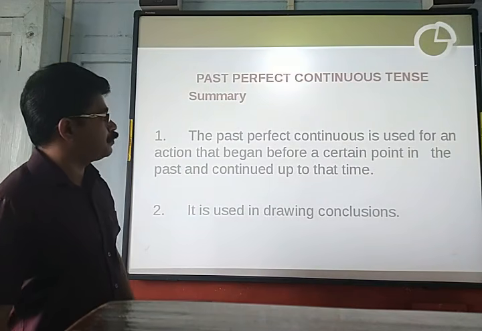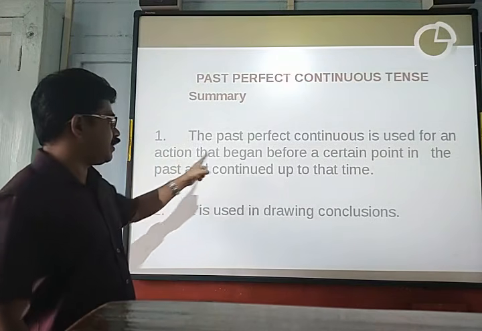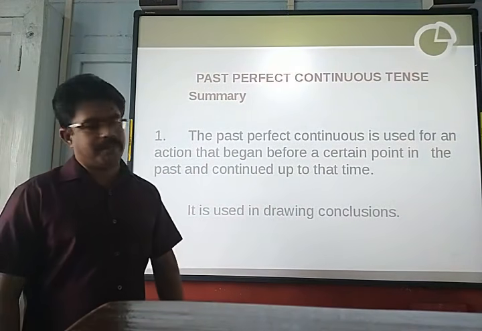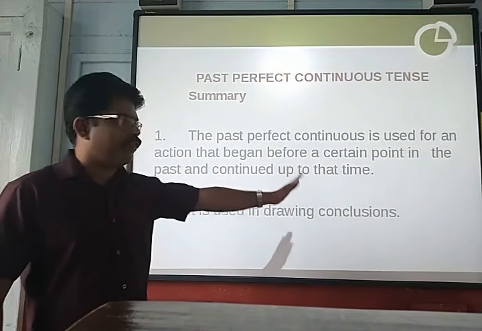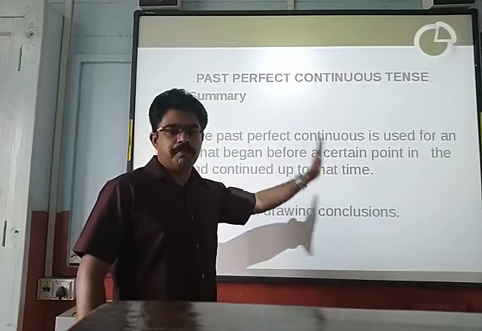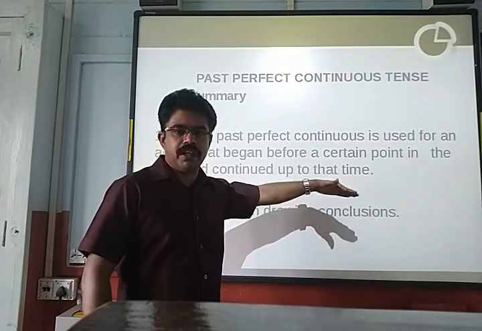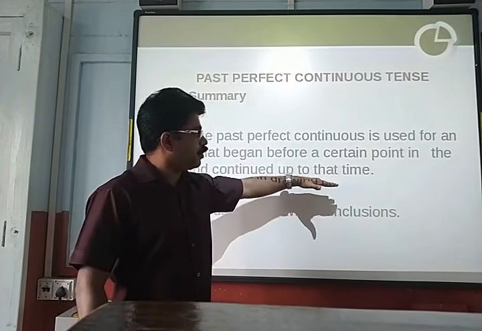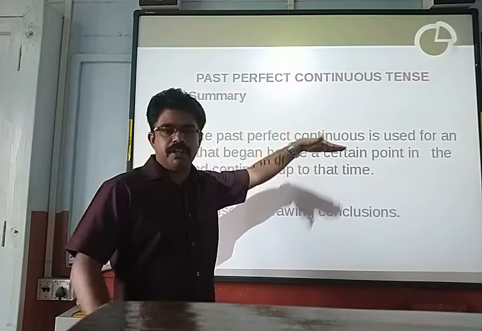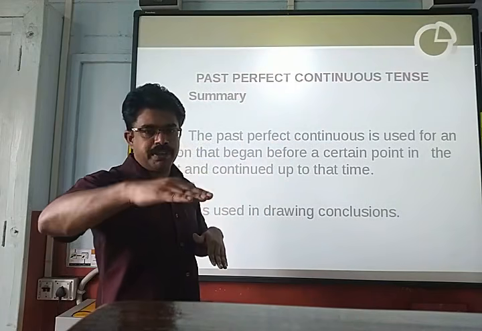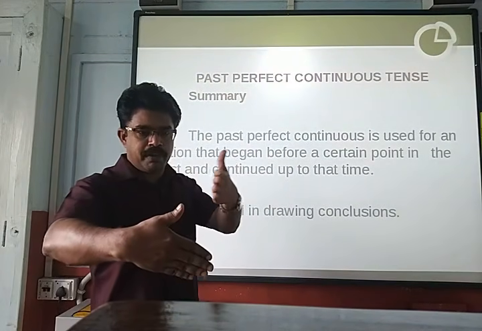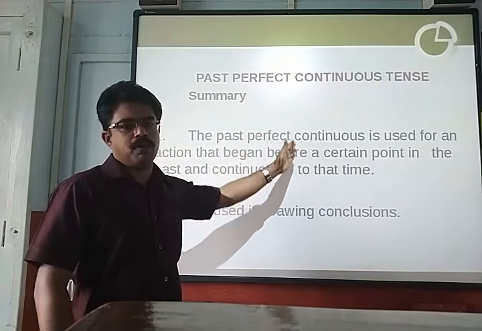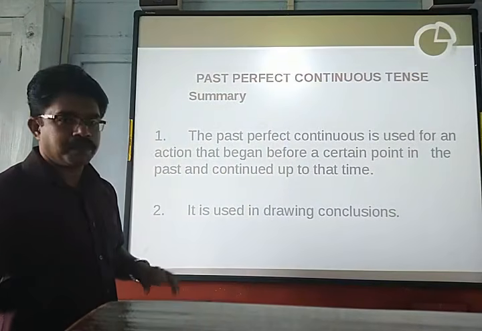The past perfect continuous is used for an action that began before a certain point in the past and continued up to that time. When it refers to a particular time in the past, an activity that has stopped in the past, before that, another activity had been in progress. Continuity and stop. It moved up to here, then it stopped. Moving like this and stop. Both the activities are over. I hope it is clear.